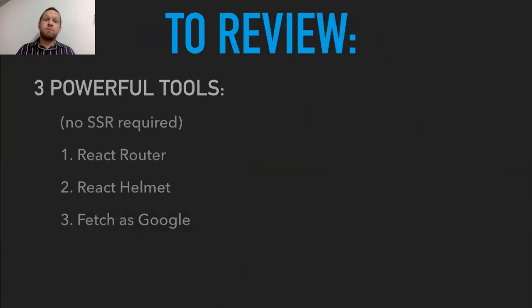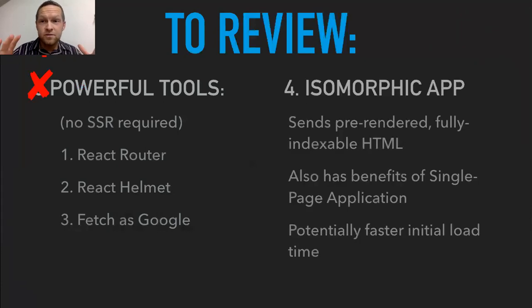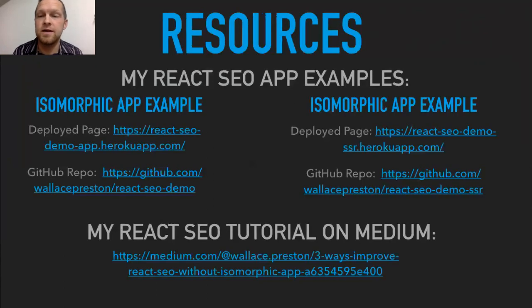So to review, we have three powerful tools with no server-side rendering required in React. We have React Router, React Helmet, and Fetch as Google. But we have a fourth tool, which is very important if we can get it running, an isomorphic app. Server-side rendering sends pre-rendered, fully indexable HTML, and it also has the benefits of a single-page application. Finally, it's potentially faster initial load time than client rendered.